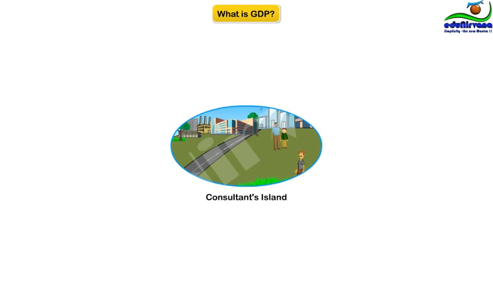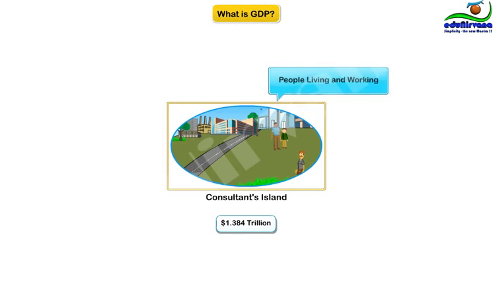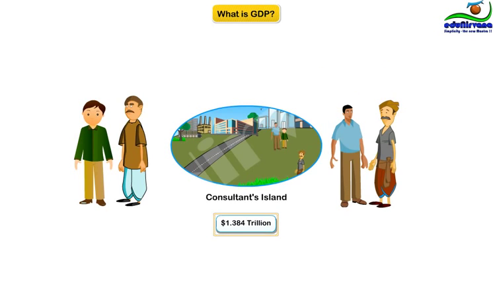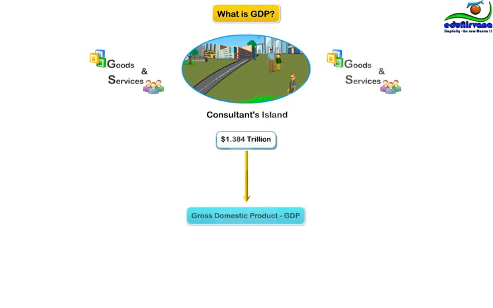Last year, it was $1.384 trillion. In other words, last year, people living and working in our island have produced $1.384 trillion worth of goods and services. That dollar amount, $1.384 trillion, is what we call the gross domestic product.